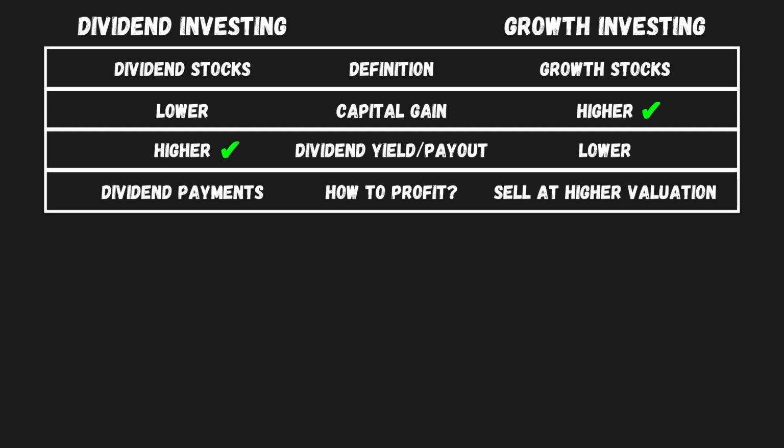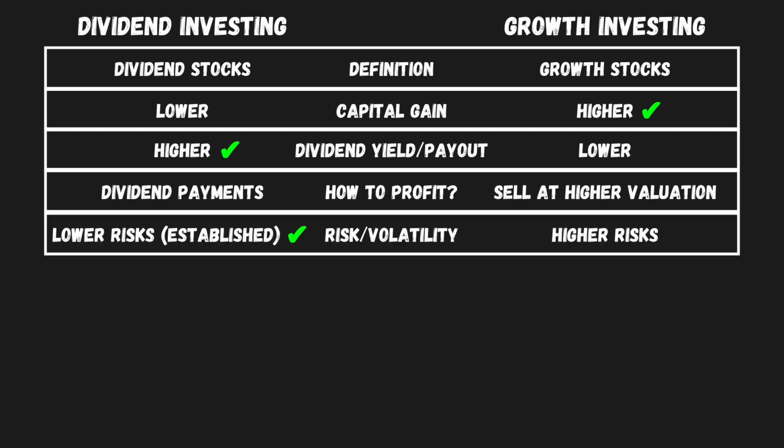In terms of how you profit from them, with dividend investing you get consistent dividend payments and you reinvest them, and essentially you are just capturing the benefits of compounding interest. Whereas for growth stocks, you sell them at a higher valuation compared to when you bought them. And the spread between that difference is your capital gain.